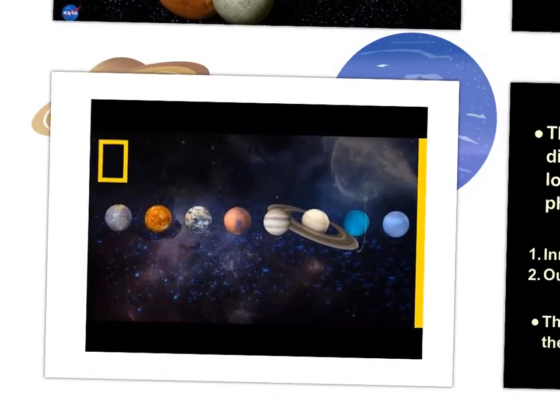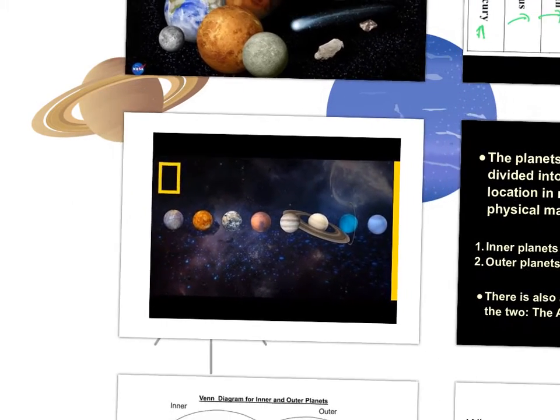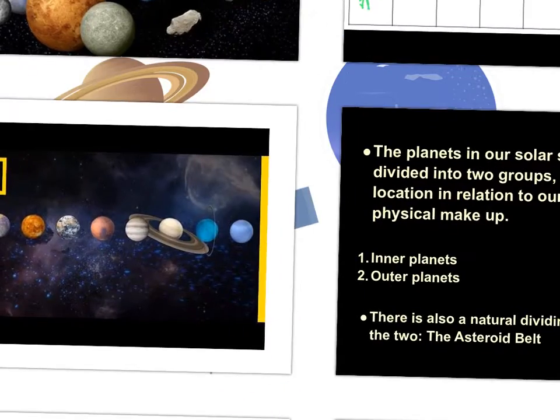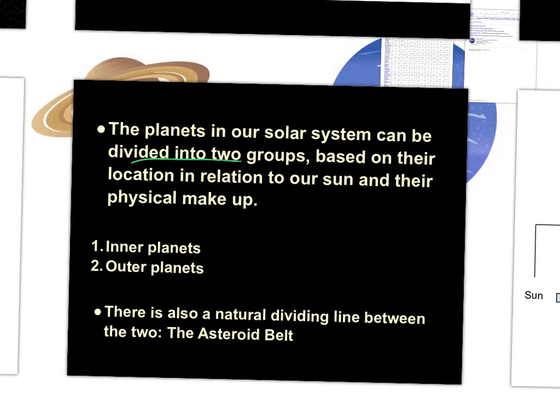Now, there's a video right here. I'd like you to link on that either through the slides. I also added that video to Google Classroom. They're going to talk about some planets. And I talked about the two groups, the inner planets and the outer planets.